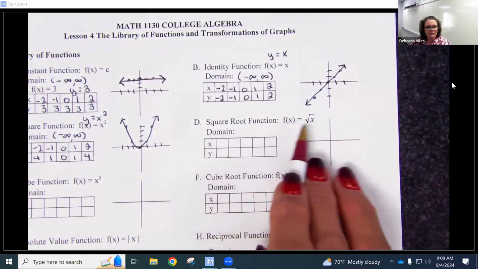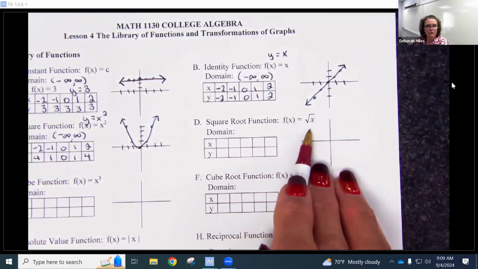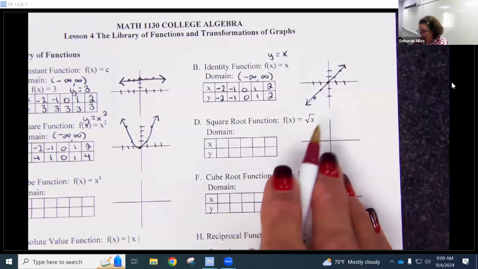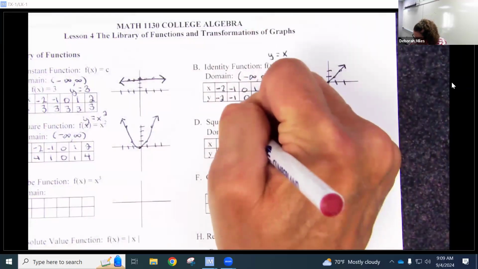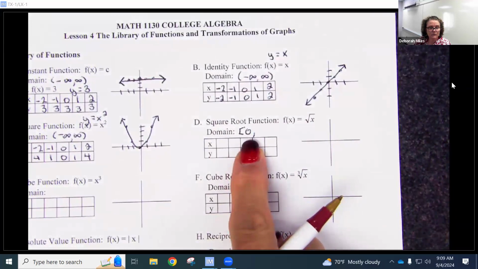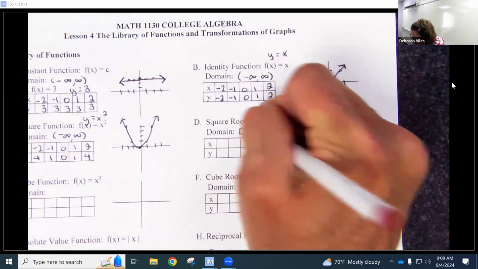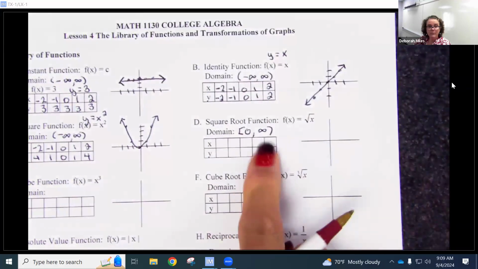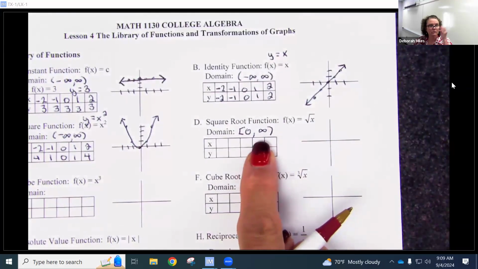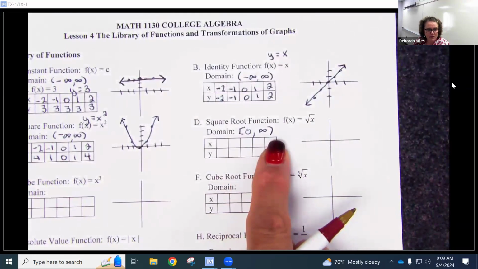So what is the domain of that function? The smallest thing that I can take the square root of and get a real number is 0. And so when I write the domain, I'm going to use a bracket on 0 because I can take the square root of 0, and I can take the square root of infinitely big x values. So the domain of that function is from 0 to infinity.